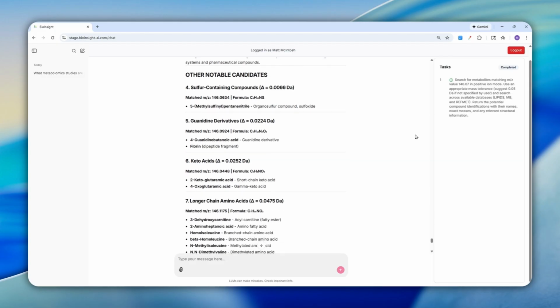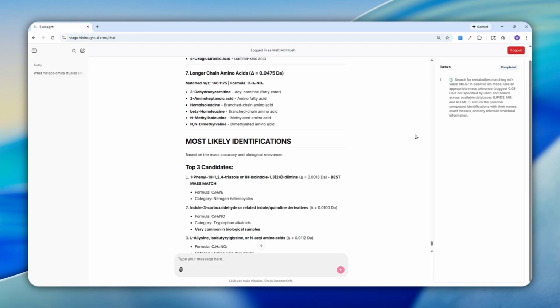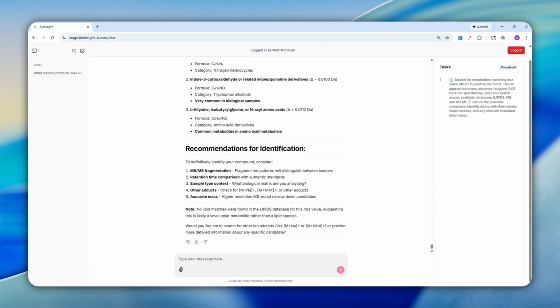So that's a quick look at how BioInsight supports metabolomics research. From discovering relevant studies, to exploring metabolites and genes, to interpreting raw mass-to-charge ratio features. All of this can be done conversationally, without switching between multiple tools or documentation pages. Together with our proteomic, genomic, and imaging integrations, BioInsight aims to make multi-omic exploration more intuitive and more accessible for the research community.